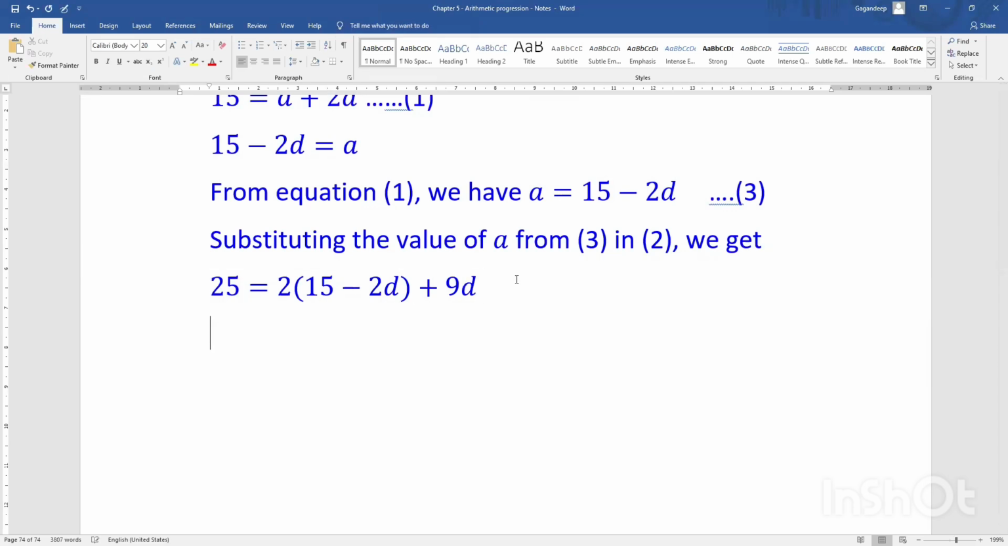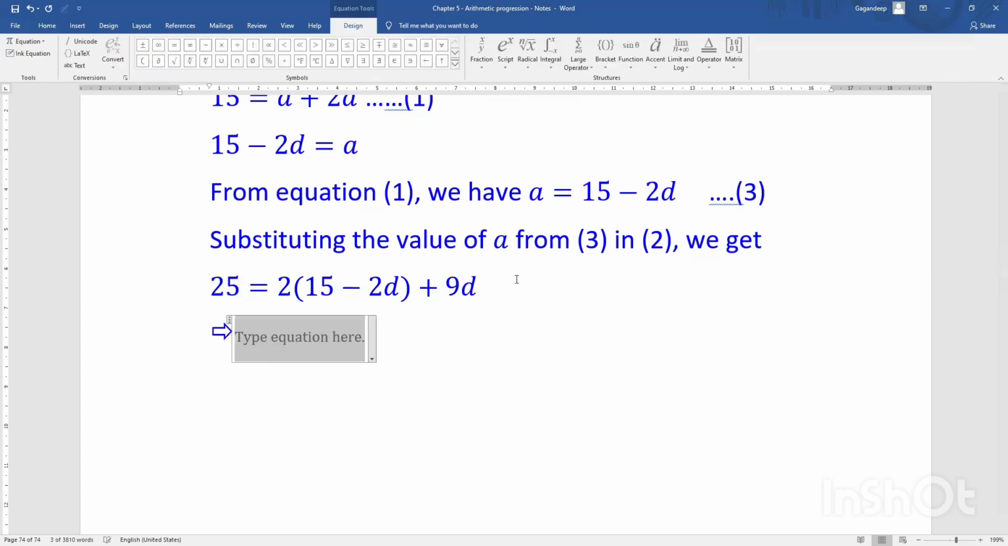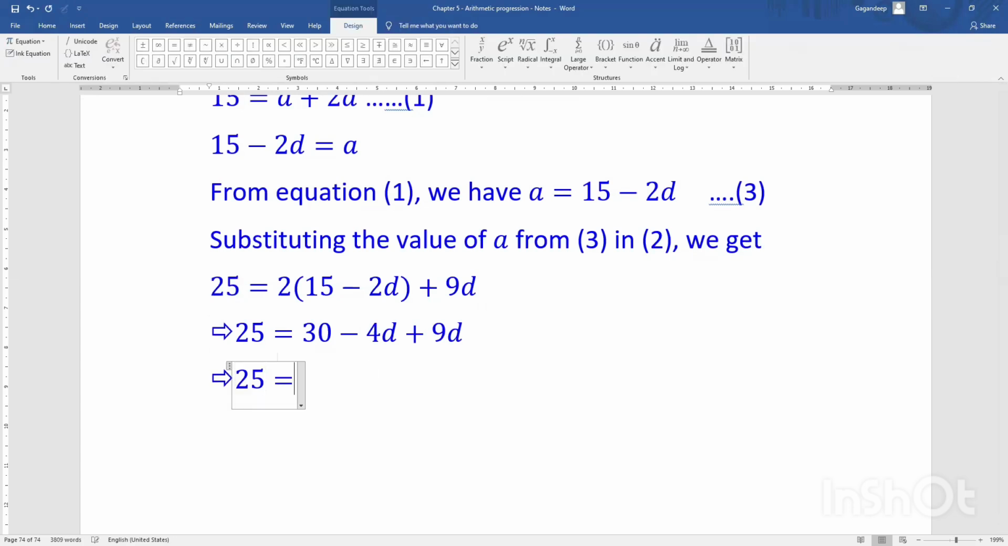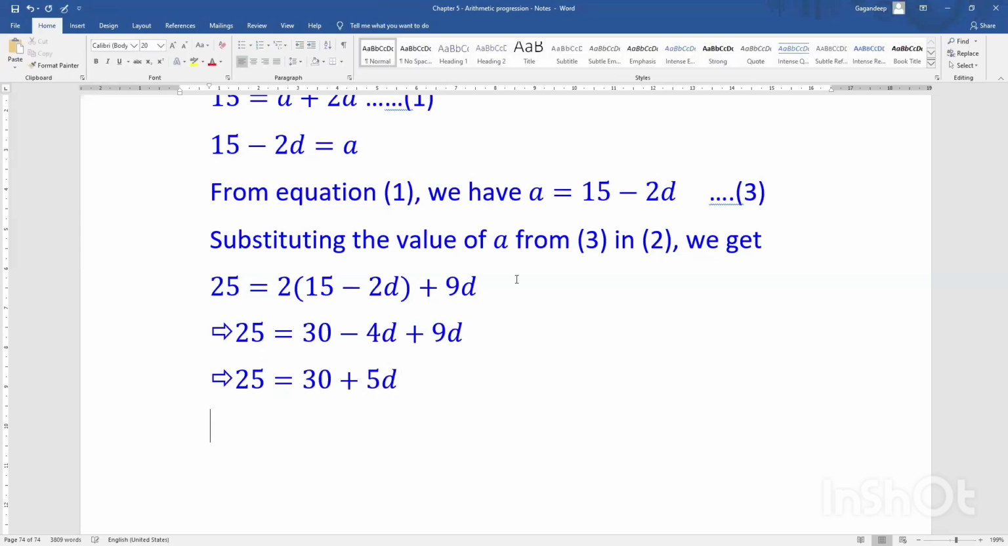Then in my next step, what I do is, we have 25 equals 2 into 15, it is 30, minus 2 into 2D is 4D, plus then we have 90. Or I can write it as 25 equals 30 plus 5D. Okay, because why 5D? 90 minus 4D is 5D.